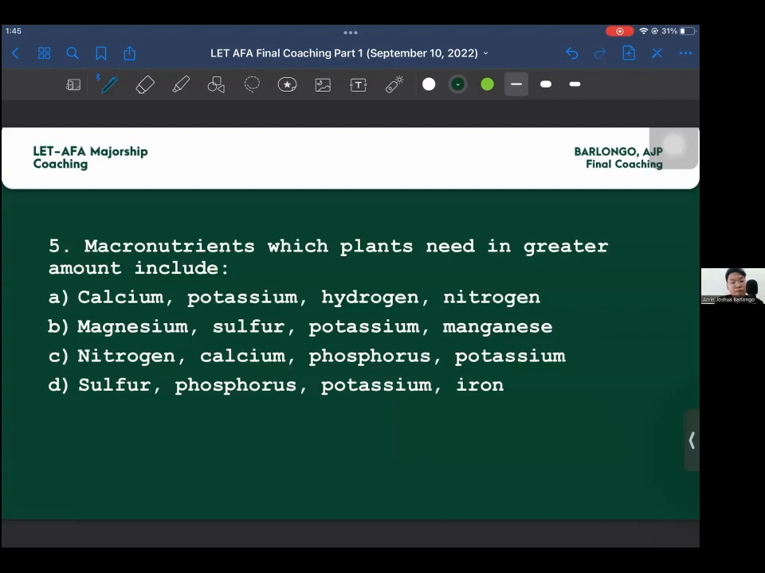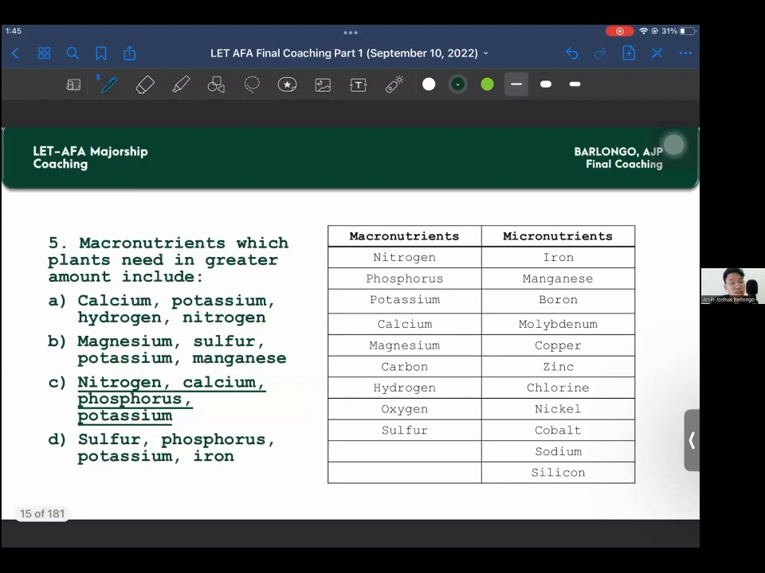Okay, let's go to soil science again. So, macronutrients which plants need in greater amount include A, calcium, potassium, hydrogen, and nitrogen. B, magnesium, sulfur, potassium, manganese. C, nitrogen, calcium, phosphorus, and potassium. Or letter D, sulfur, phosphorus, potassium, and iron. So the answer for this one is letter C, which is nitrogen, calcium, phosphorus, and potassium.